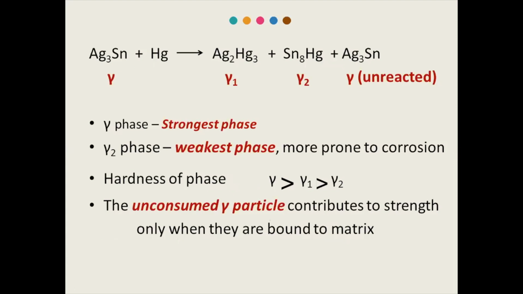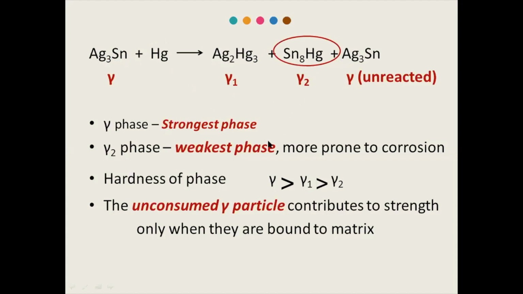So the reaction is very simple to write. You can see here Ag3Sn, that is silver tin, plus mercury. Now the silver tin, the silver as we have said, silver precipitates first and there is a formation of silver mercury gamma 1 phase. After that, there is a formation of gamma 2 phase, that is with the help of tin precipitation, and these are the unreacted gamma particles which remained in the reaction because of the non-availability of mercury.